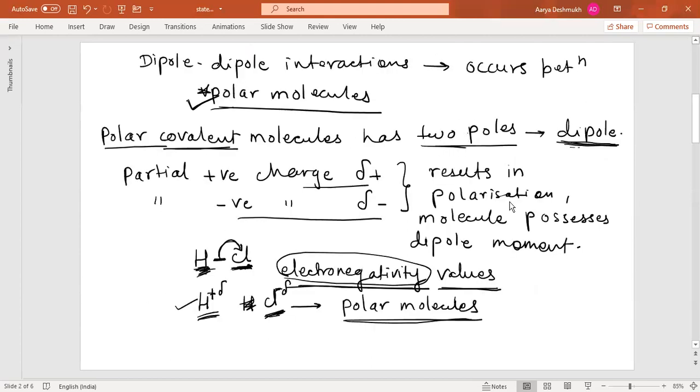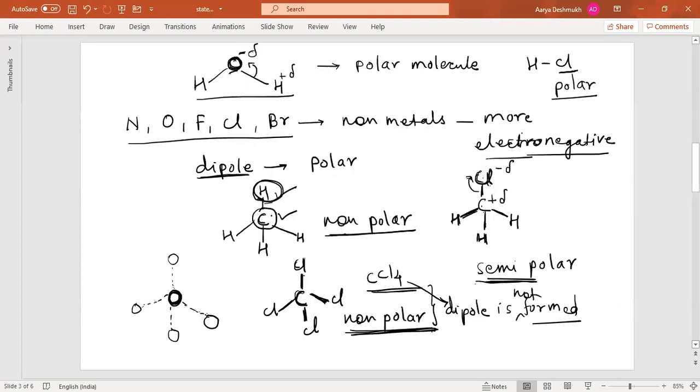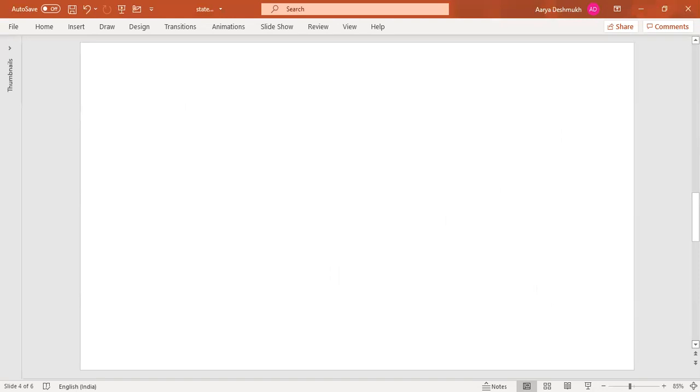So we came across this word, dipole moment. What is this dipole moment, which is denoted by mu? This dipole moment is very important when you talk about the polarity of the molecule. If the molecule possesses a dipole moment, it will show polar character.